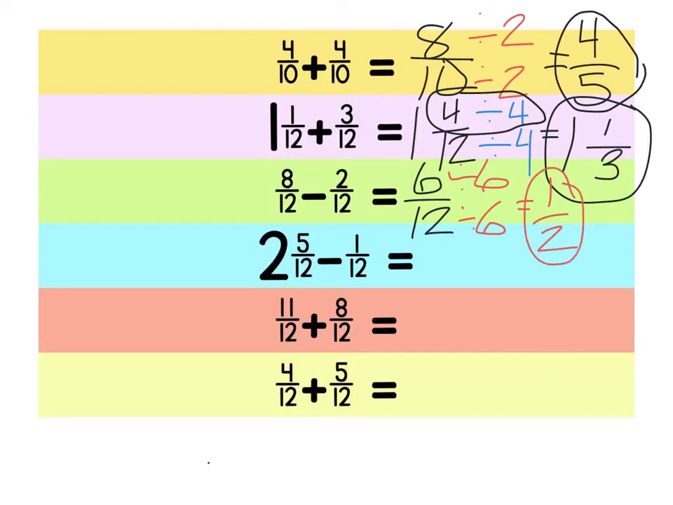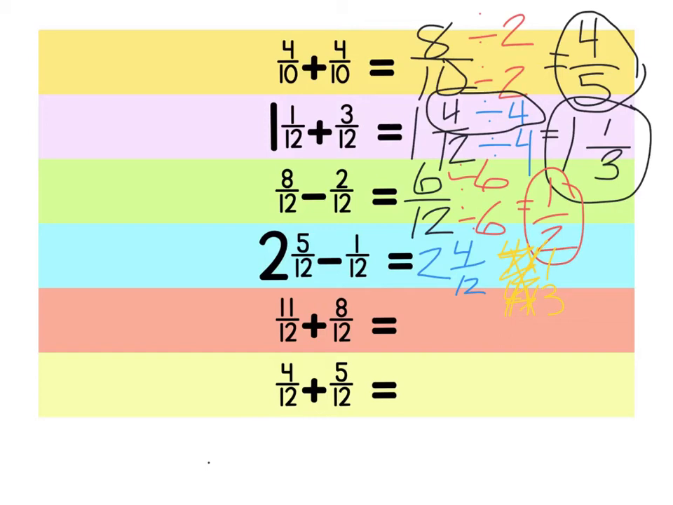Next one, 2 and 5/12 minus 1/12. I leave the 2 the same. 5/12 minus 1/12 is 4/12. Now, if you remember the other strategy I taught you, I can use it where I think of what times what equals the numbers to simplify them. So 4 times 1 equals 4. 4 times 3 equals 12. I cross out the numbers that are the same, and I'm left with 1/3.